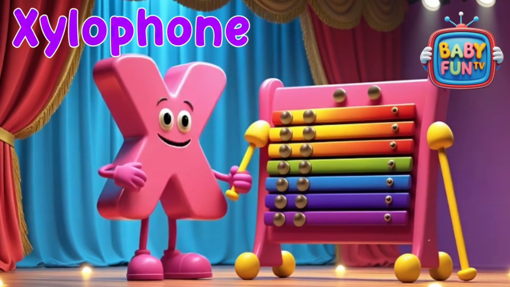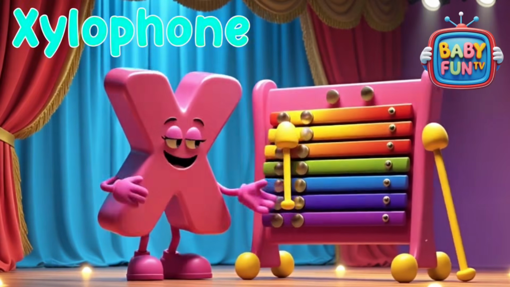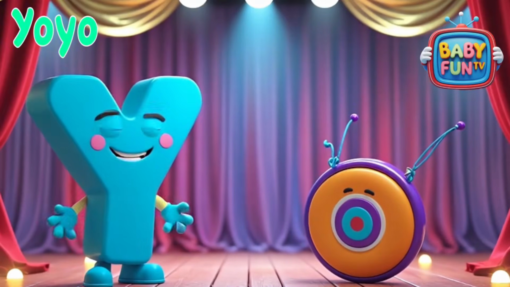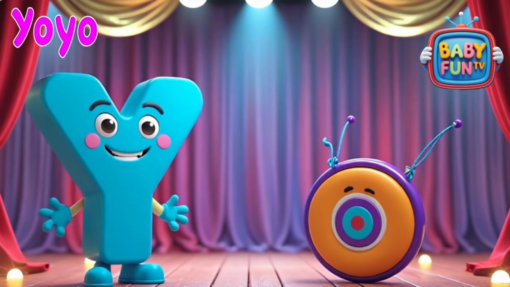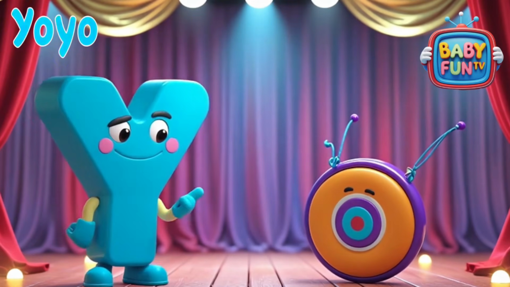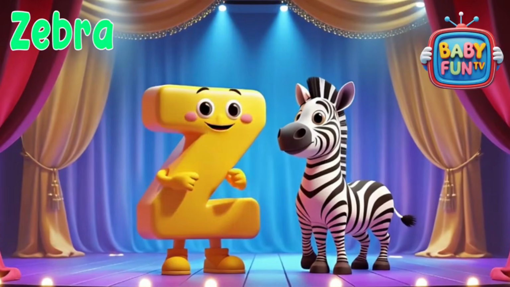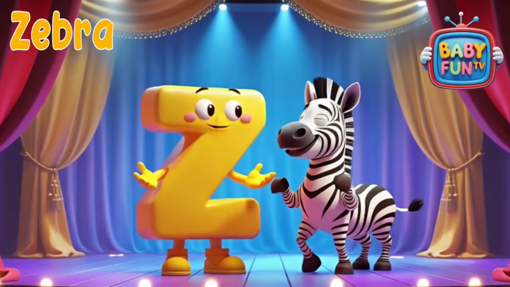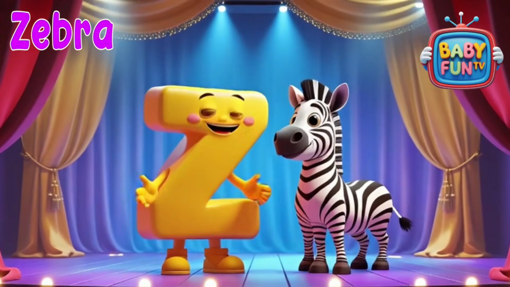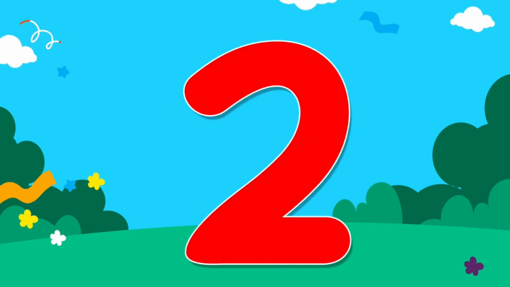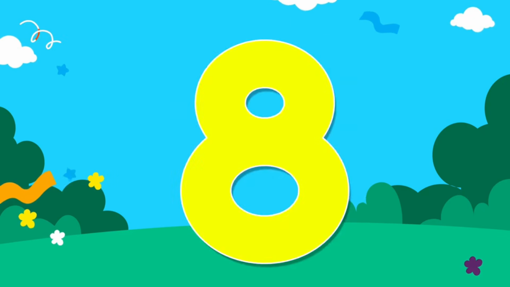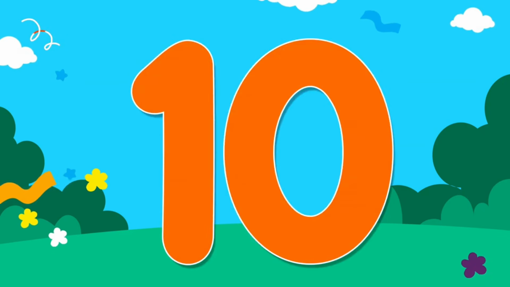xylophone. X, xylophone. Y is for yo-yo, yo-yo. Y, yo-yo. Z is for zebra, zebra. Z, zebra. 1, 2, 3, 4, 5, 6, 7, 8, 9, and 10.